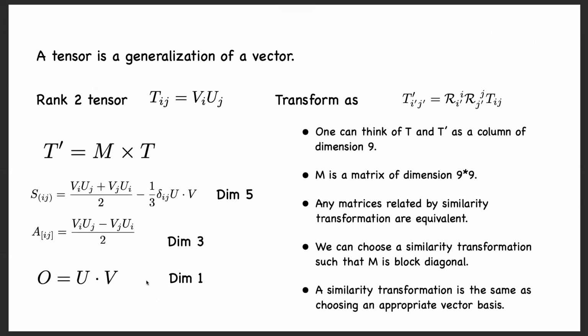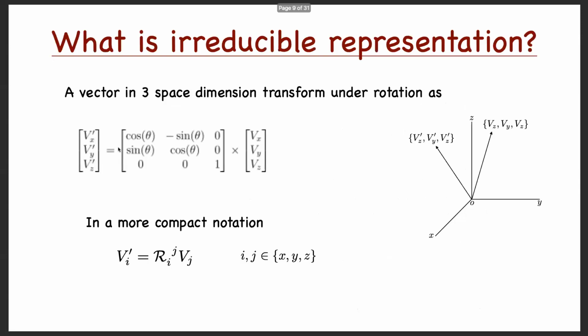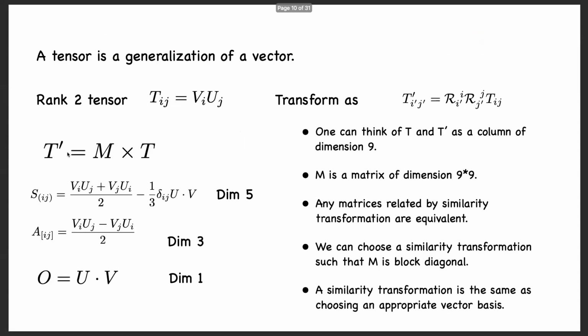Now we can construct a more general version of a vector, which is a tensor. Consider a tensor of rank 2, T_ij, which you may think of as constructed from the product of two vectors, V_i and U_j. This is how the tensor transforms under this group. For each index we have one rotation matrix R, or we can represent them, as in the previous case, as a matrix.